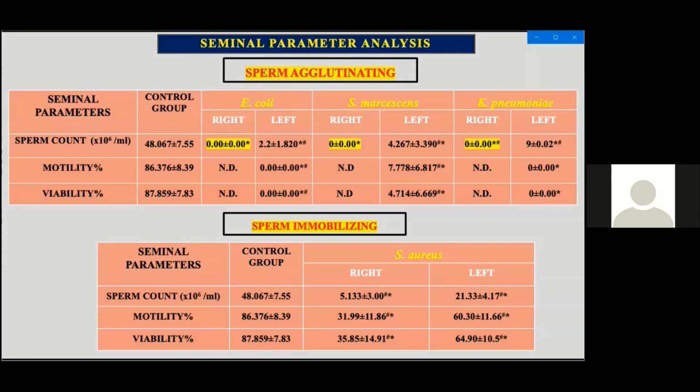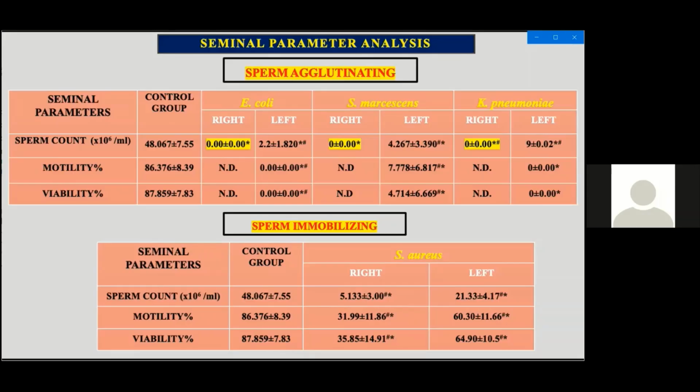As far as the motility is concerned, the motility was significantly lower as compared to the control group. Here again the sperms were not completely non-motile. 31% motile spermatozoa could be observed on the right hand side and 60% of spermatozoa were motile on the left hand side. As far as the viability is concerned, 87% were viable in the control group, whereas 35% were viable on the right hand side and 64% viable on the left hand side.